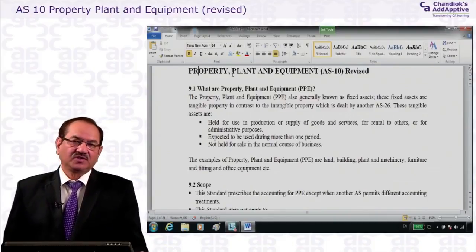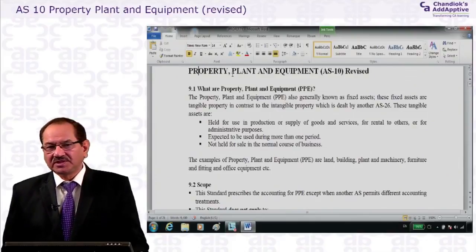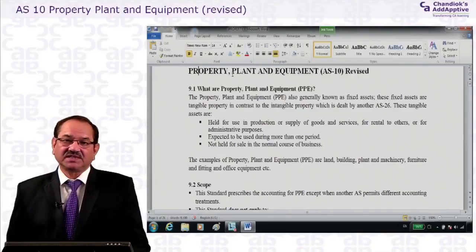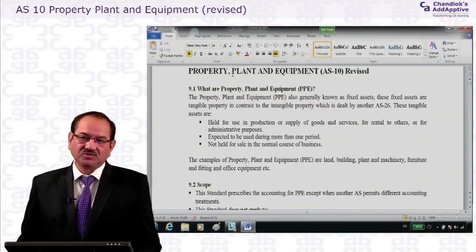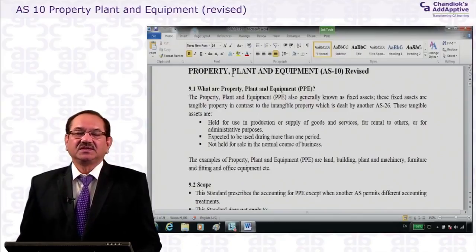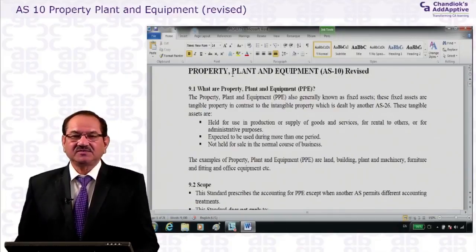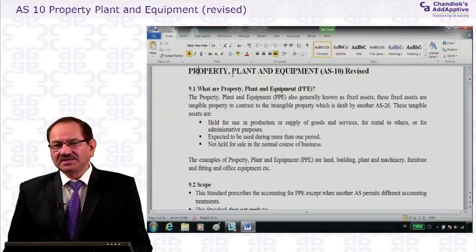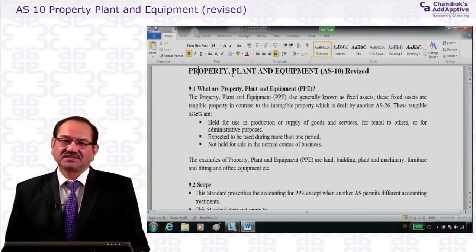Dear students, if you recall, there was a revised Schedule 6, and that revised Schedule 6 is now Schedule 3 under the new Companies Act 2013. In Schedule 3 it is written that the dividend which is proposed, or declared after the finalization of the balance sheet, will not be recognized as a liability in the balance sheet, and rather it will be disclosed as a note to the financial statements.